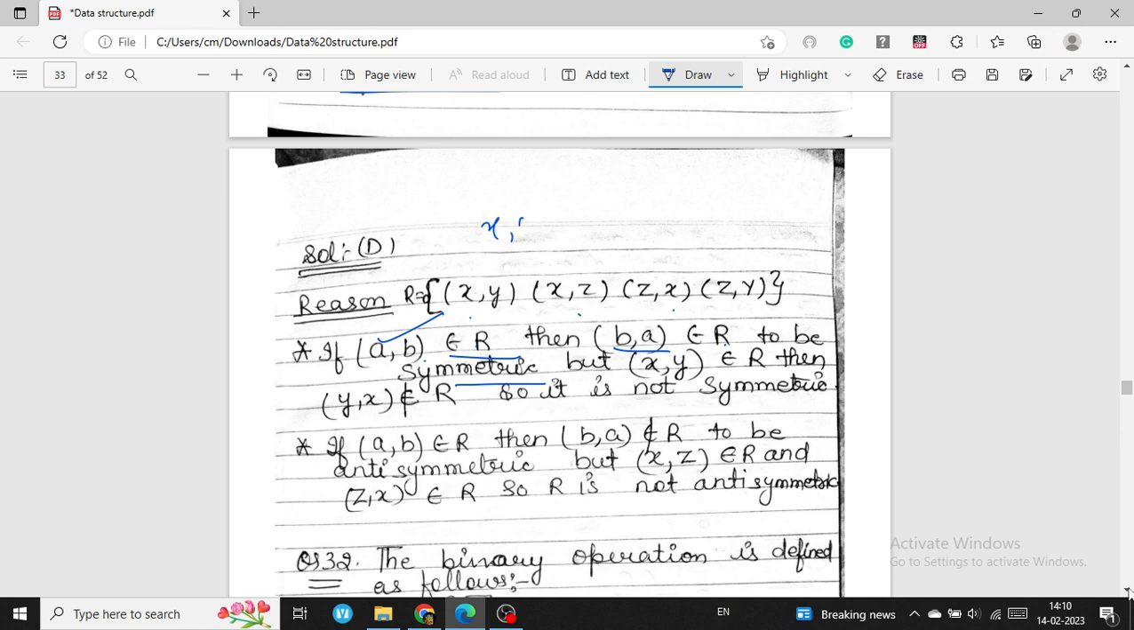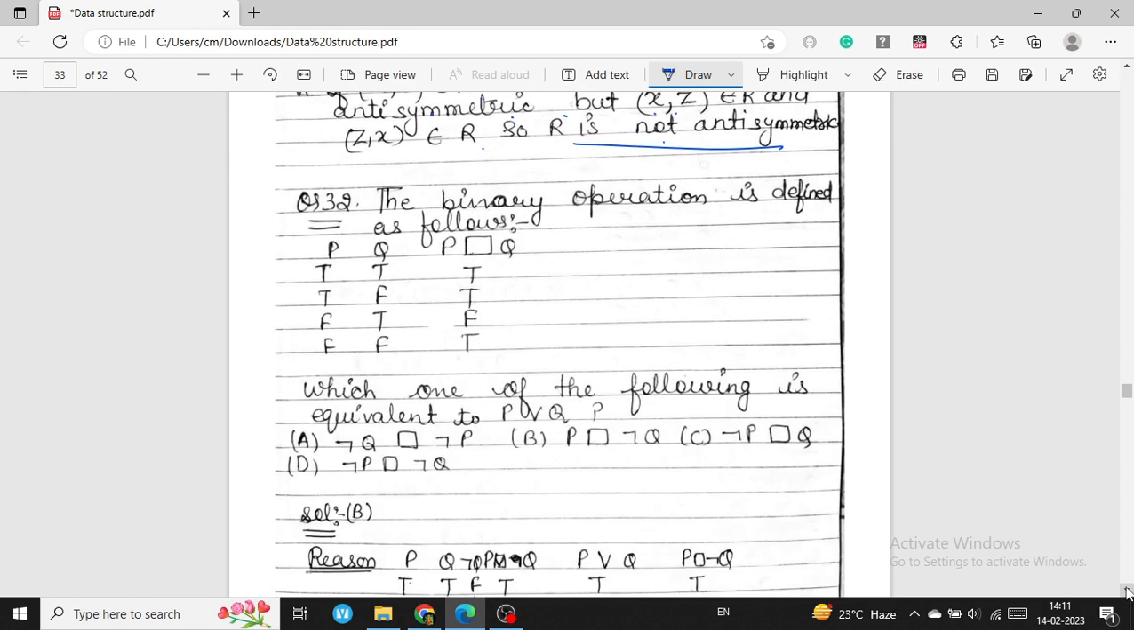But here we have been given (x, y) and we have not been given (y, x). We have been given (x, z) and (z, x), and (z, y) is given but (y, z) is not given. So we can say that it is not symmetric, since (y, x) does not belong to R. For anti-symmetric, if (a, b) belongs to R, then (b, a) must not belong to R. But (x, z) is given, in which (z, x) is also given, and both belong to R, so R is not anti-symmetric. That's why the answer is the one given in the question.